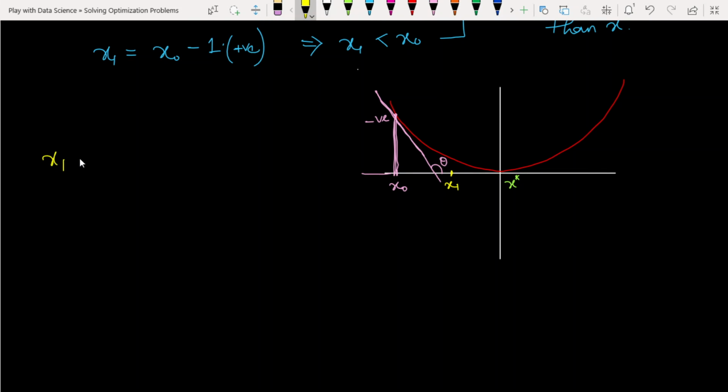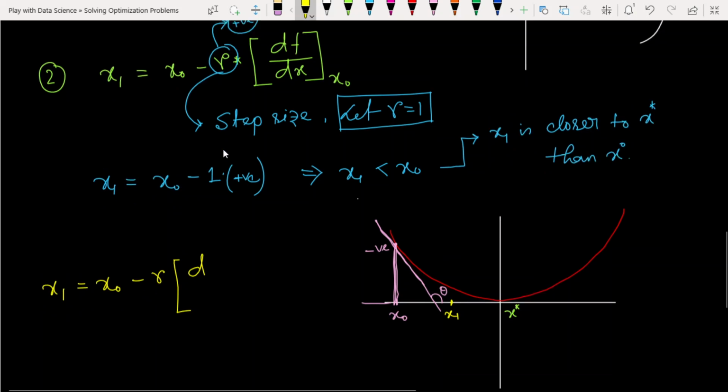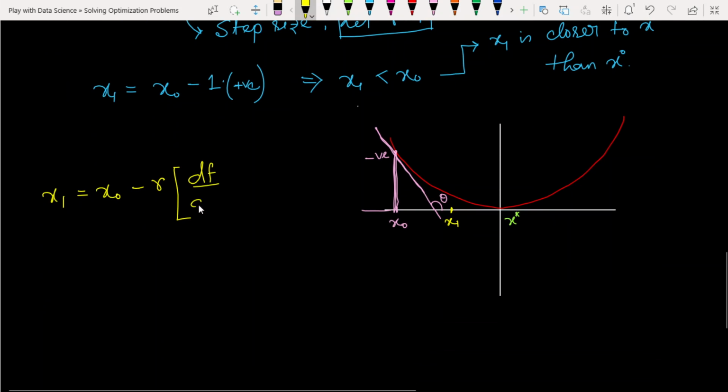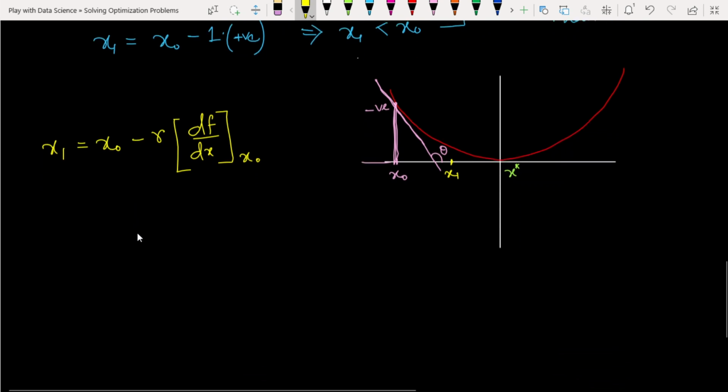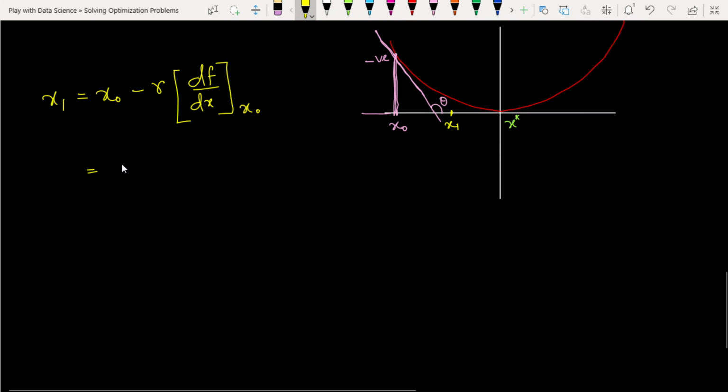Actually what is our formula? x1 is equal to x0 minus r times df by dx at our initial point x0. Now what will this equation be? x0 minus r, we assume that r is 1, and on the negative side this derivative value is negative. So simply the equation is equal to positive.